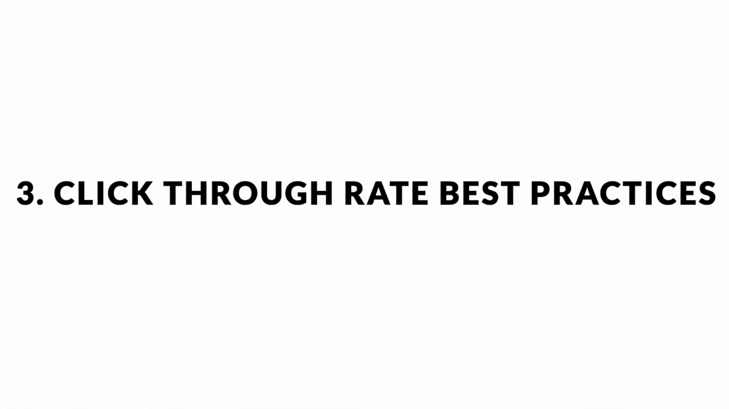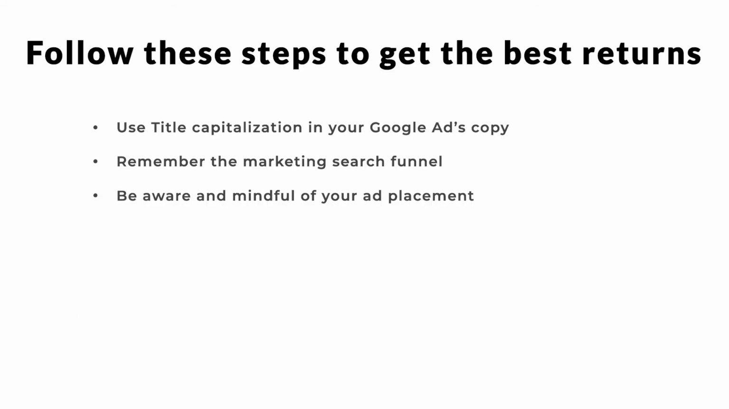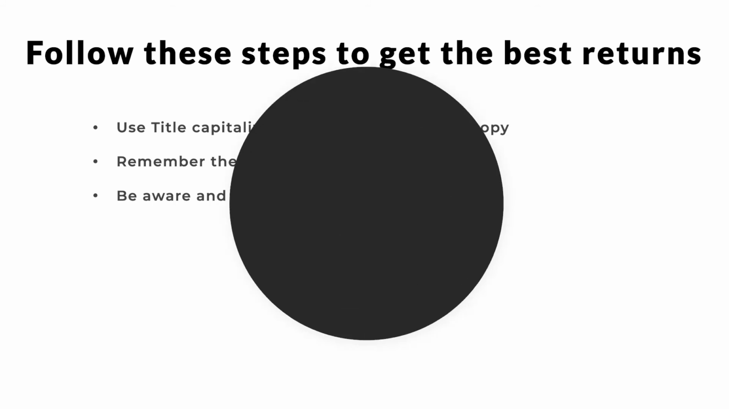3. Click-through rate best practices. Google reports say that businesses make $2 for every $1 spent. But how would you get such good results if your click rate is low? Follow these steps to get the best returns. Use title capitalization in your Google Ads copy. Remember the marketing search funnel. Be aware and mindful of your ad placement.